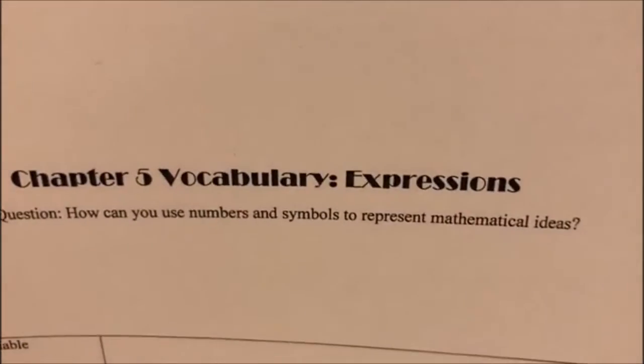On page 84, because your math menu should have been on 82, you're going to glue in the one that says Chapter 5 Vocabulary Expressions at the top. That goes on page 84. On page 85, you're going to glue in the one that says Property at the top.